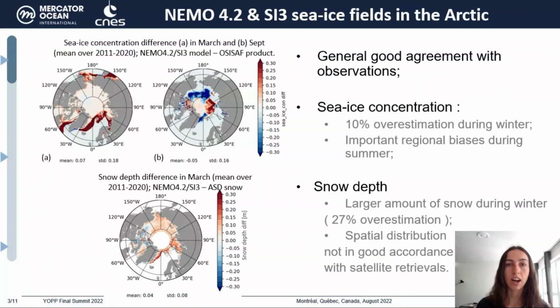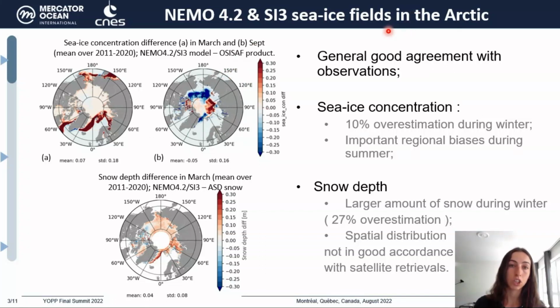Results presented here are from experiments performed without any assimilation. Experiments are performed over the 2011 to 2020 period, and I present here results averaged over this period. Sea ice concentration, represented here in the Arctic, is in good agreement with the different satellite measurements. This map here shows the sea ice concentration difference between the model and the OSI SAF product at the end of winter in March and at the end of summer in September.